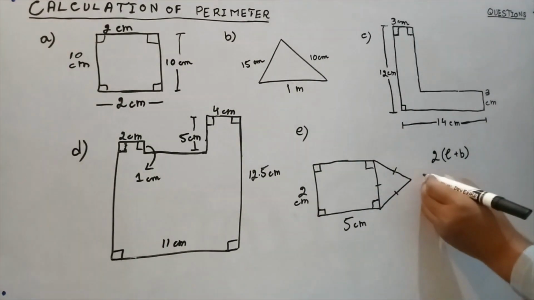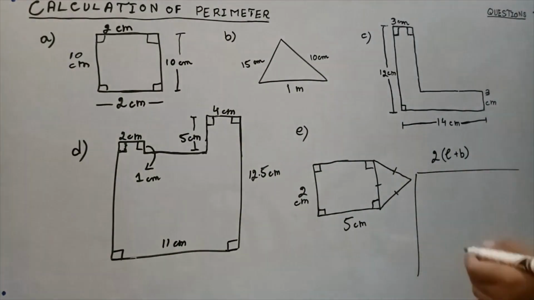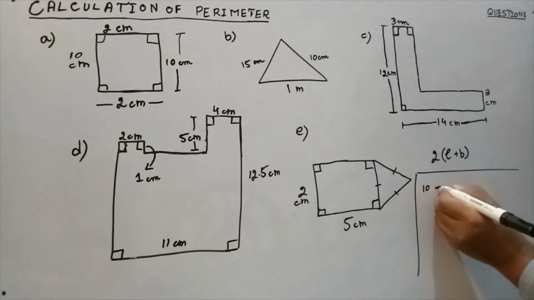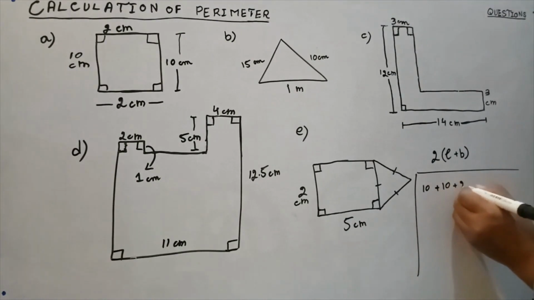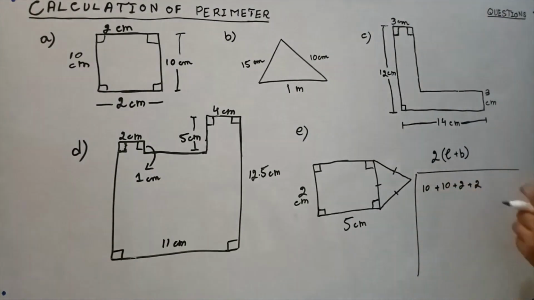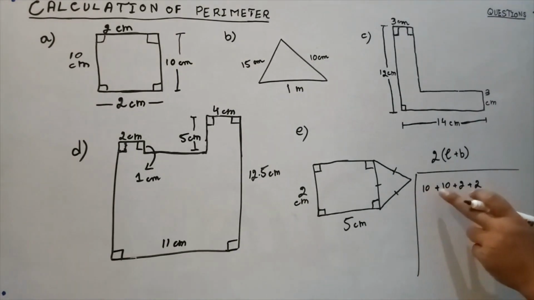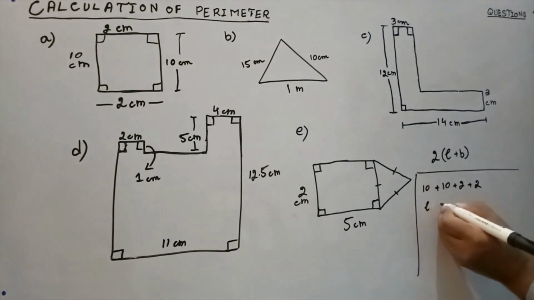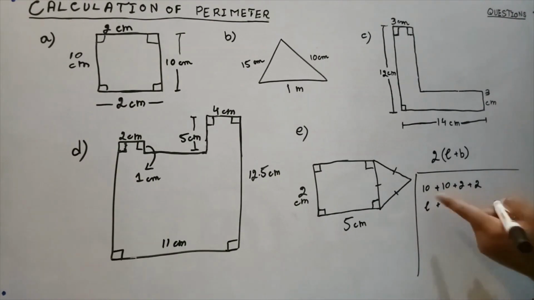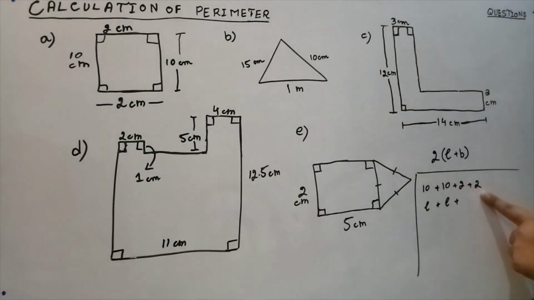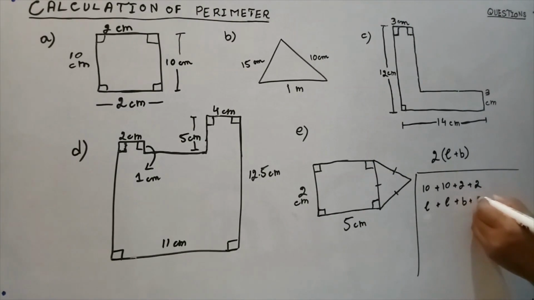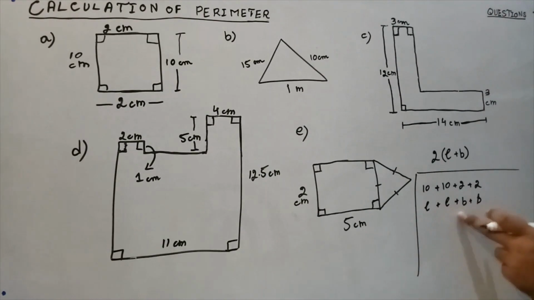And if we add these lengths, we will get this formula. How? Look at this. Let's say 10 centimeters is the length and 2 centimeters is the breadth. Clear? So if I add 10 centimeters and 10 centimeters and 2 centimeters and 2 centimeters, it is the perimeter. If I put L, the length, instead of 10, and B instead of 2, the breadth, it will be equal to L plus L plus B plus B.